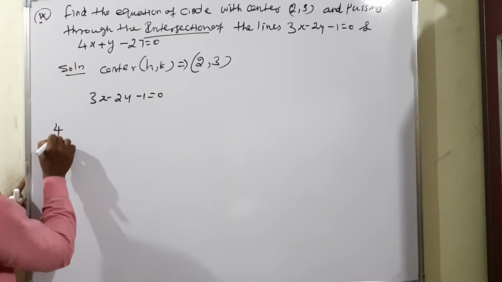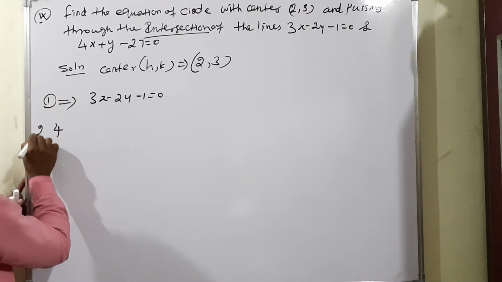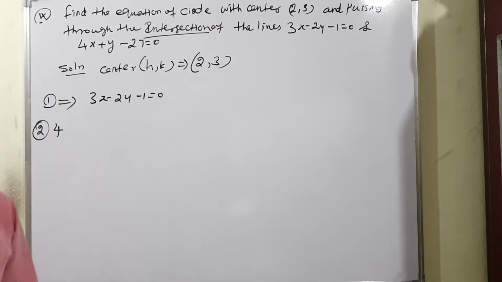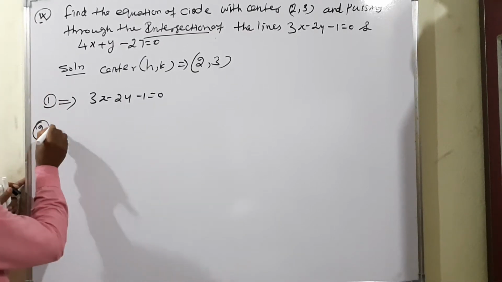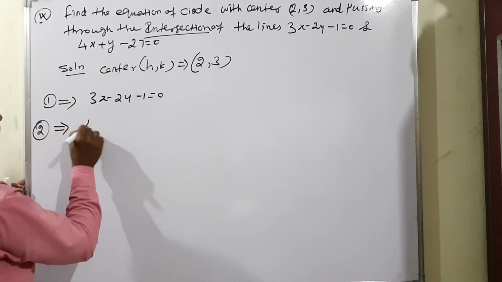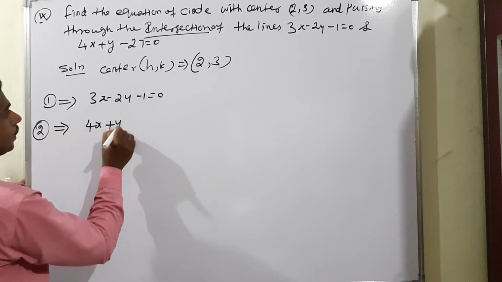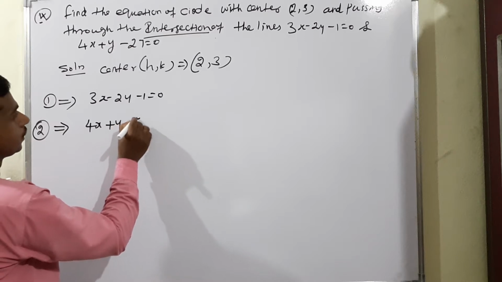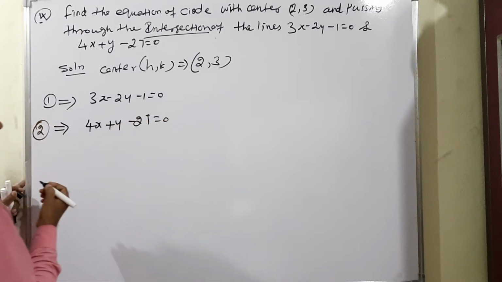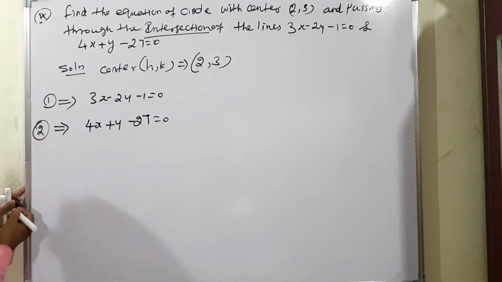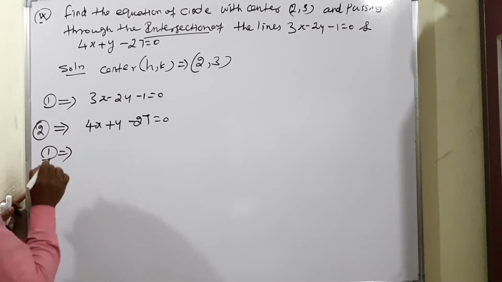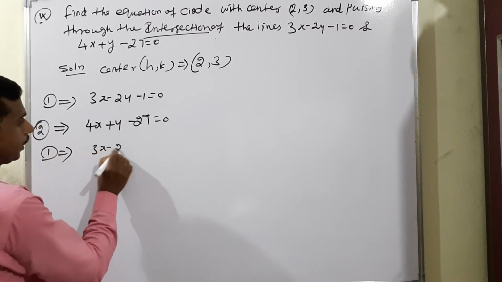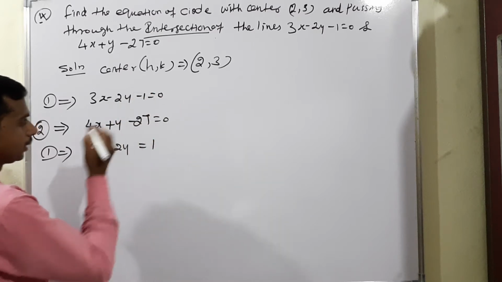This is considered equation number 1. Then the second equation is 4x plus y minus 27 is equal to 0. Definitely, we have to make any one coefficient equal, then only we can cancel it. So equation number 1 as it is: 3x minus 2y minus 1, bring it to the opposite side, means a positive 1.